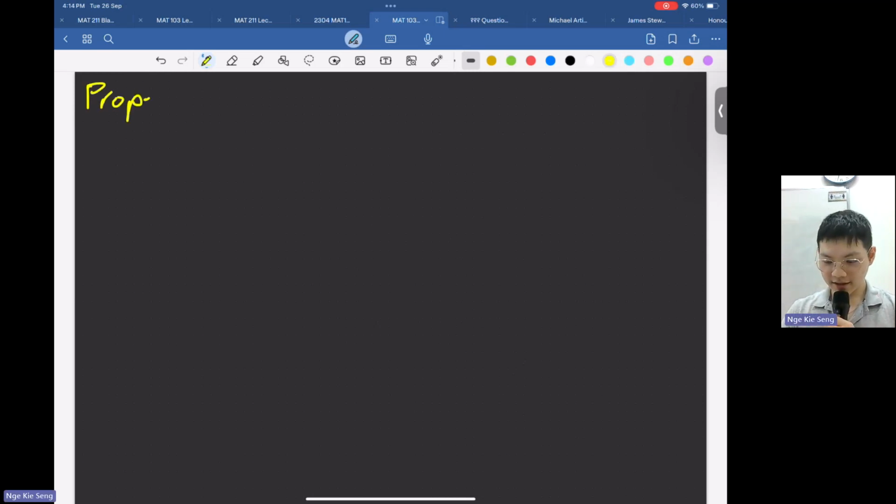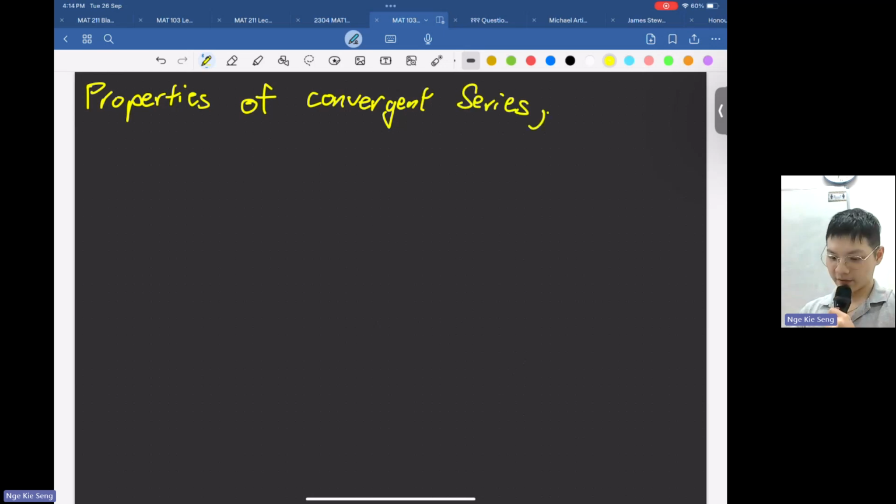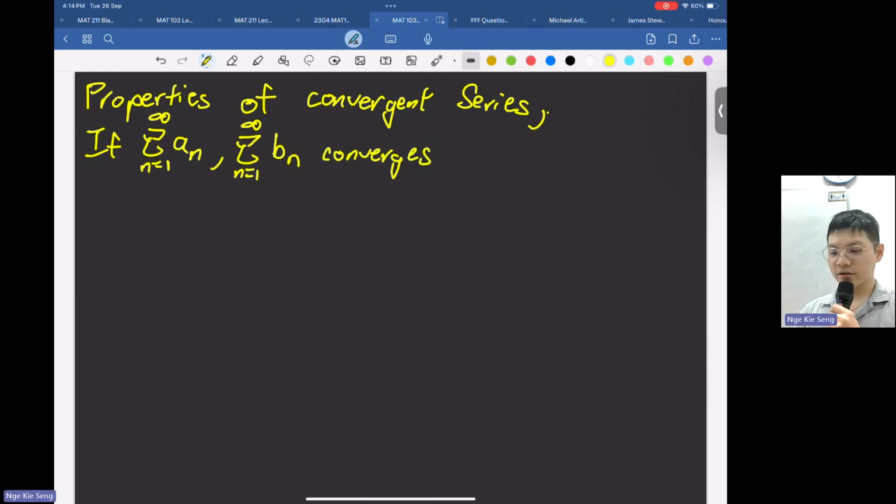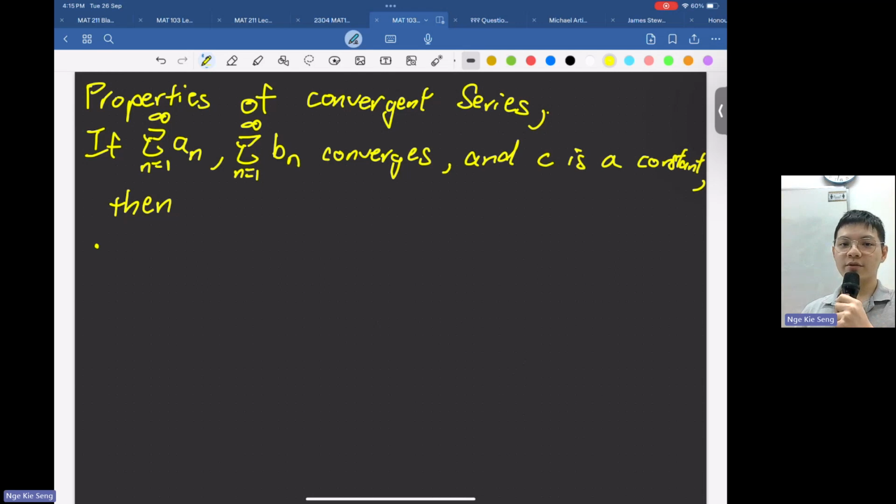All right, so next, previously we had properties of convergent sequences. Now we also have properties of convergent series. Similarly, we start with two convergent series, and we also have a constant. Then what are we going to do? Multiply. We want to create a new series like c times a_n.